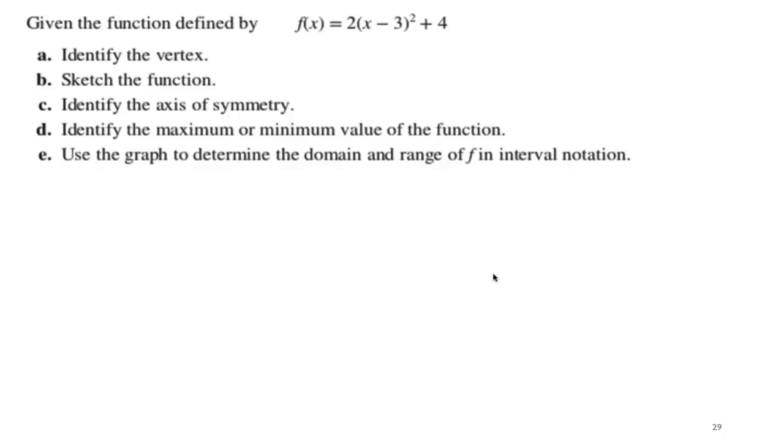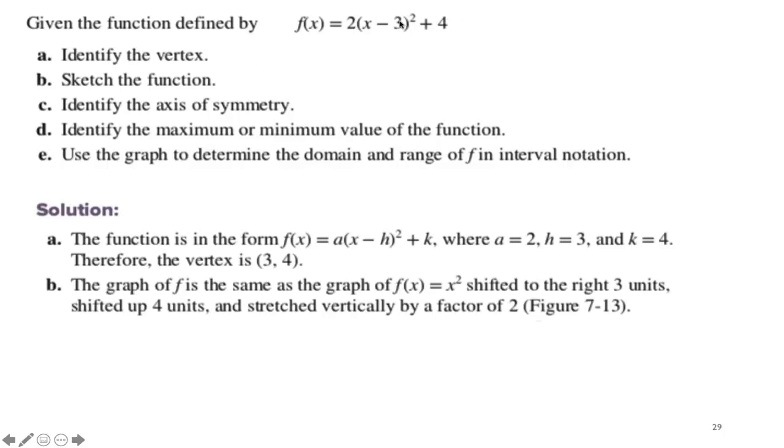Okay, let's do this example. So suppose you have this quadratic function. Notice this is written in vertex form. This is a, this is h, this is k. So let's find the vertex. The vertex is simply 3, 4. Again, this has to be a minus. H is the 3. So 3, 4 is the vertex.